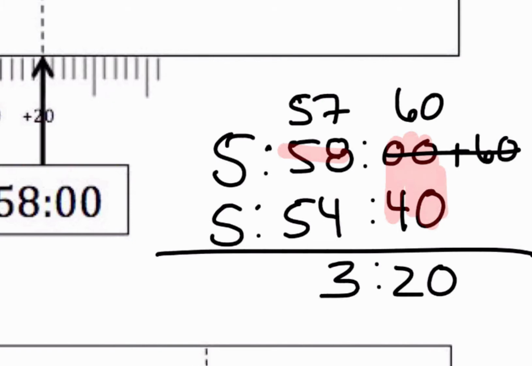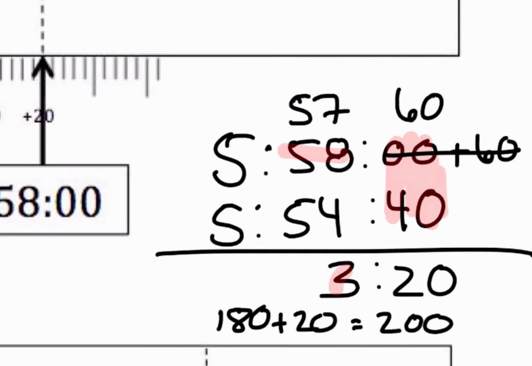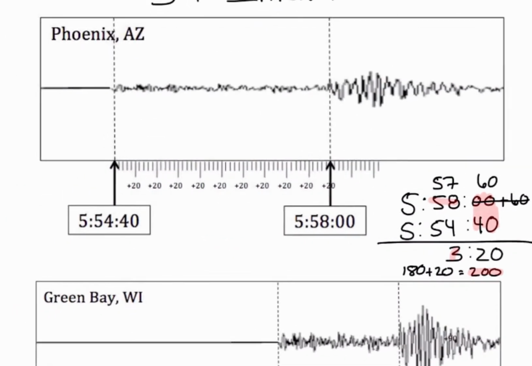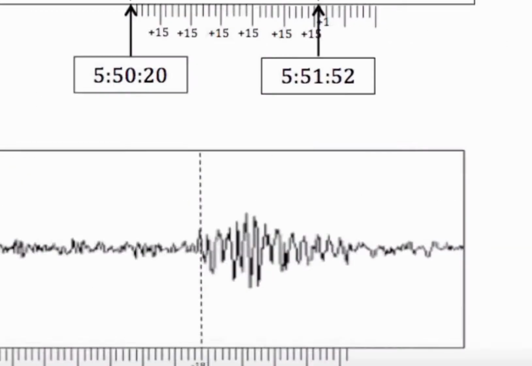I want this whole thing in seconds. These 3 minutes right here are 180 seconds. So I'm going to take the 180 seconds, and I'm going to add those 20 seconds that are left over for a grand total of 200 seconds. So the SP interval for Phoenix, Arizona is 200 seconds. Now I'm going to go through and I'm going to quickly do the other ones.